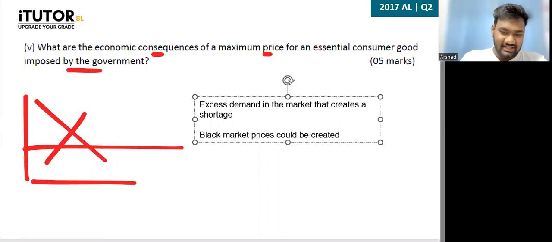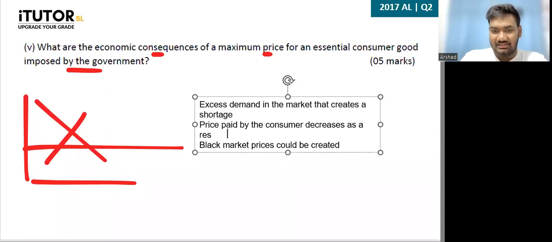So you can say the price paid by the consumer decreases. As a result, consumer surplus increases. Let's give more advanced points than giving that in 2 points. We'll say price paid by the consumer decreases. Therefore, the consumer surplus increases. Okay, fine. What else?